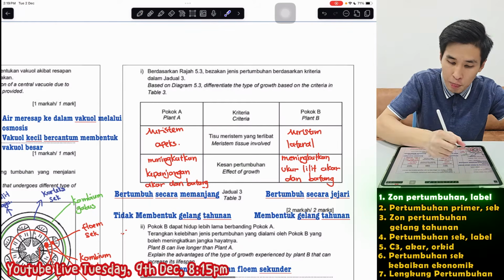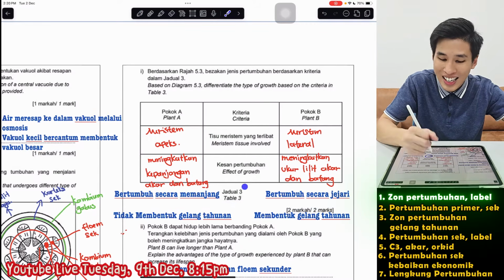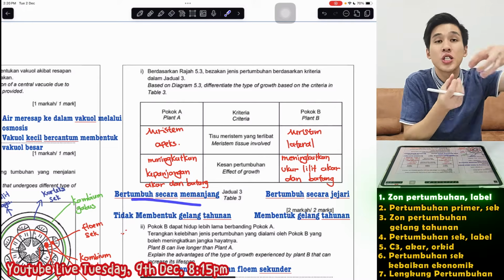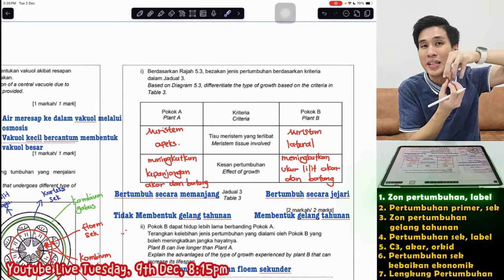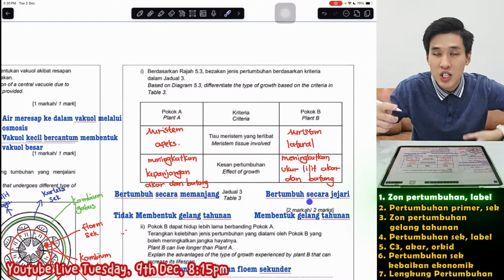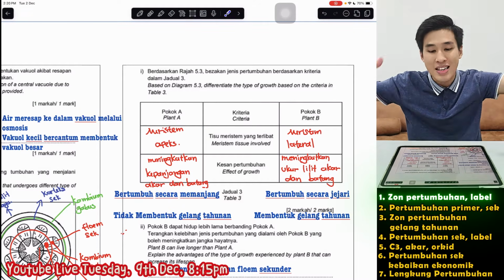Then here I give you two more perbezaan. Now this one is the arah pertumbuhan. So dia bertumbuh secara memanjang. So these two actually are different. Sebab dia bertumbuh secara memanjang, dia meningkatkan kepanjangan. This one bertumbuh secara jejari, that's why meningkatkan ukur lilit dia.